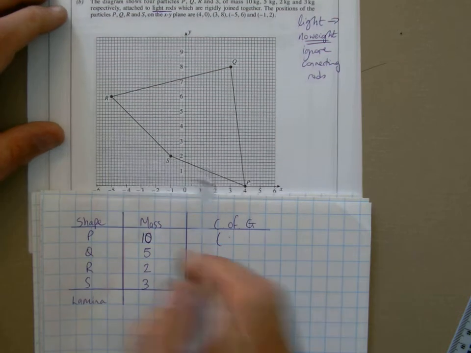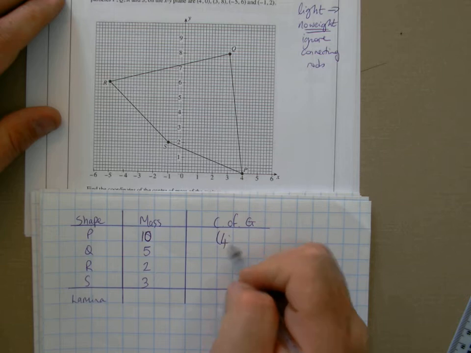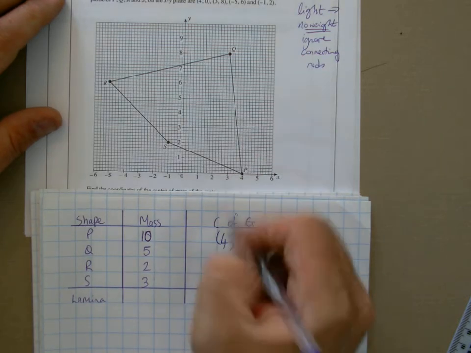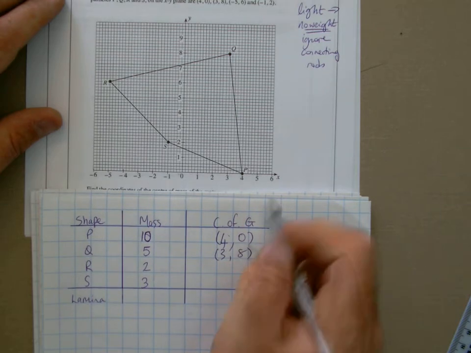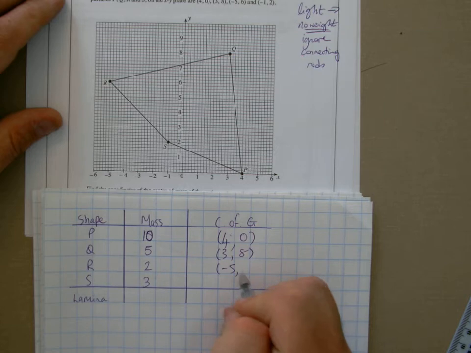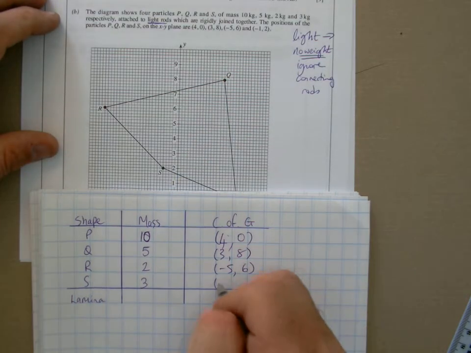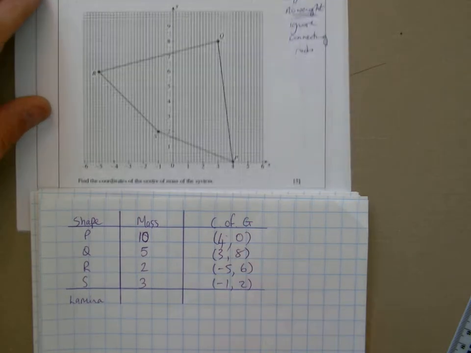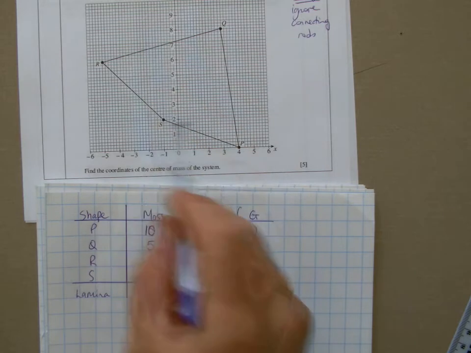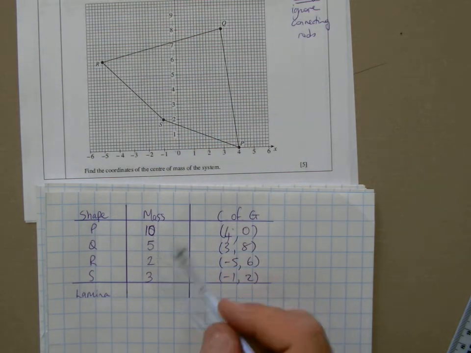So let's start off with where P is. It's 4 from the y-axis and 0 from the x-axis. That's the coordinate there. Q is 3, 8. R is minus 5, 6, and they give it to us up there. And then the other one is minus 1, 2. That's S. So the overall lamina, I'm calling it lamina, but basically the combination of those weights is all of these combined together to give us the whole system.